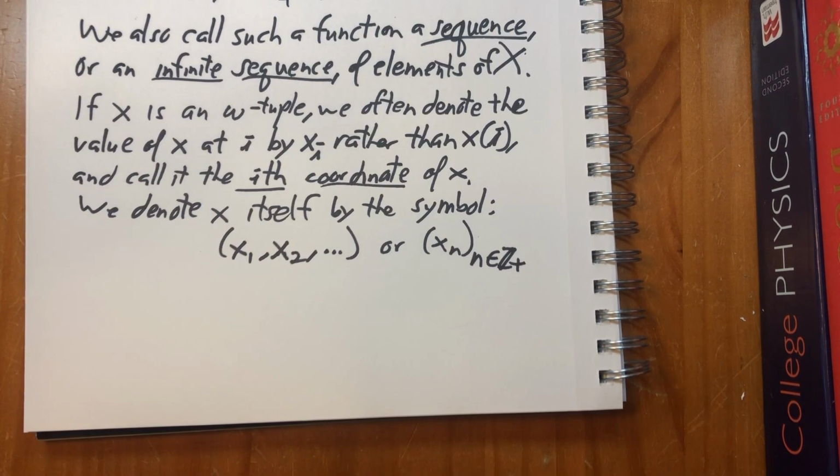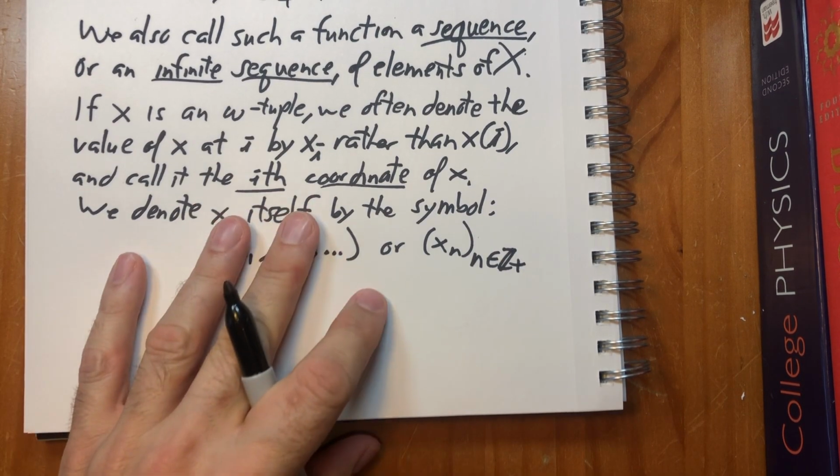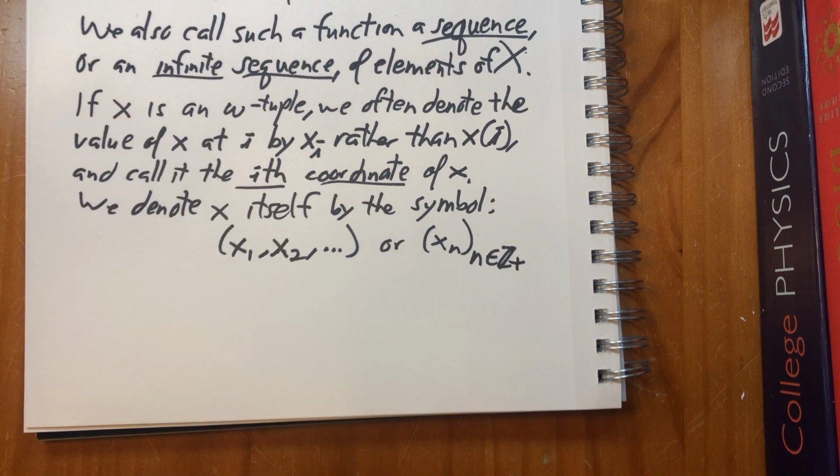So isn't that interesting? This says that we can think of an infinite sequence of objects as an infinite tuple of values. In other words, an infinite sequence of values can be thought of as a point in infinite dimensional space. That will really warp your brain.